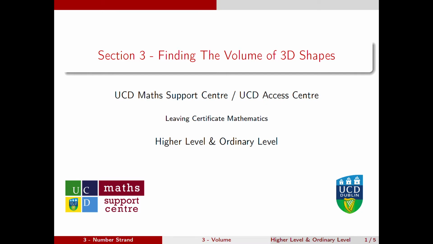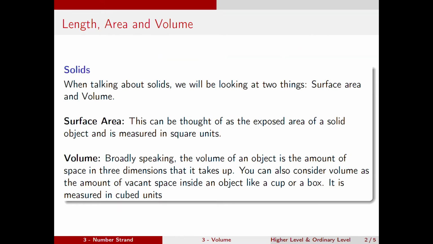In this video we'll be looking at how to find the volume of three-dimensional shapes. So we're talking about solid objects here. When we talk about solid objects or three-dimensional objects, we talk about surface area and volume. And in the previous video we saw that surface area is the exposed area of a solid object and is measured in square units. Volume has a little bit more of a broad terminology.